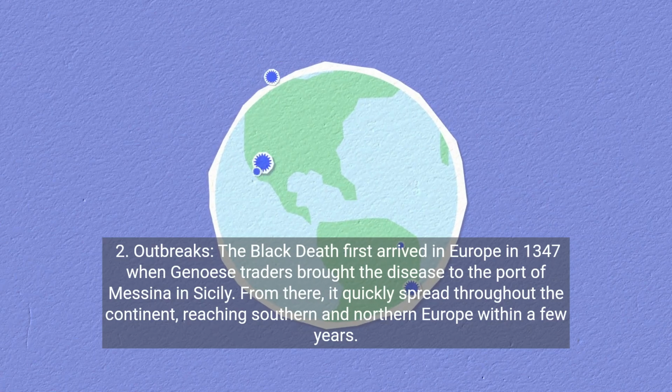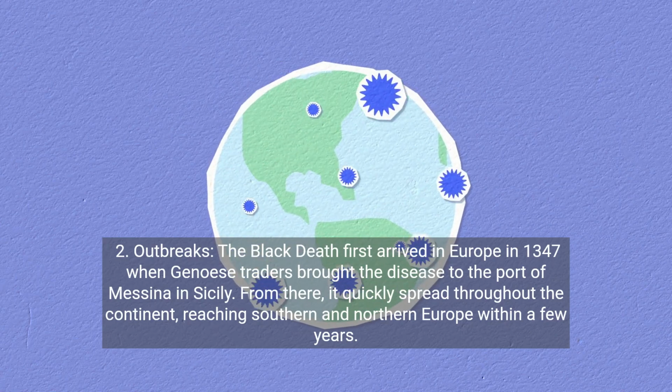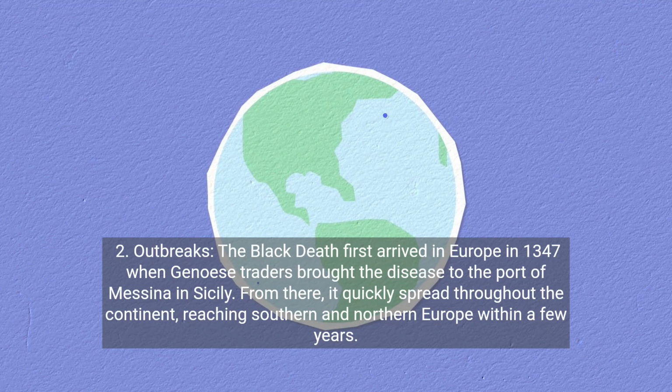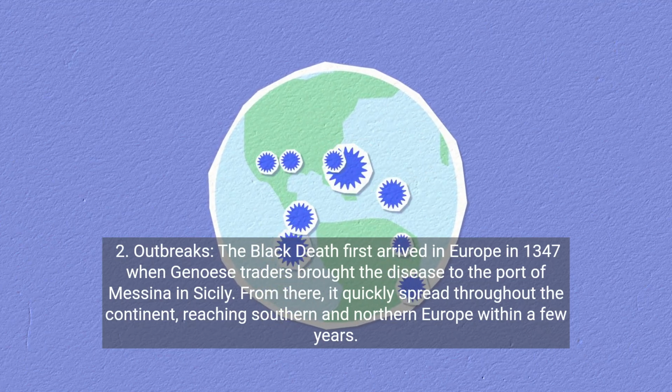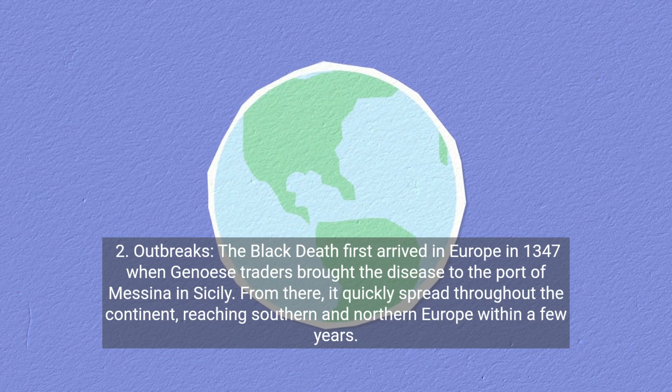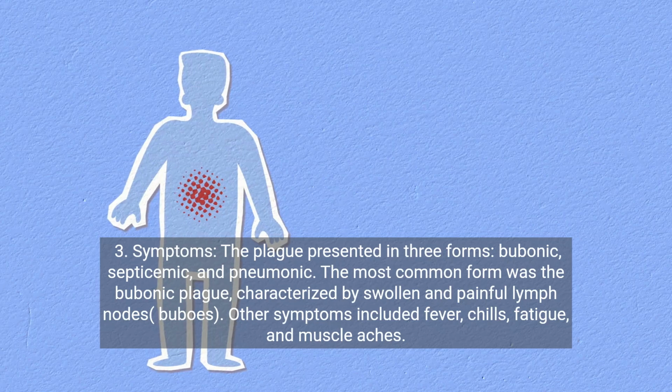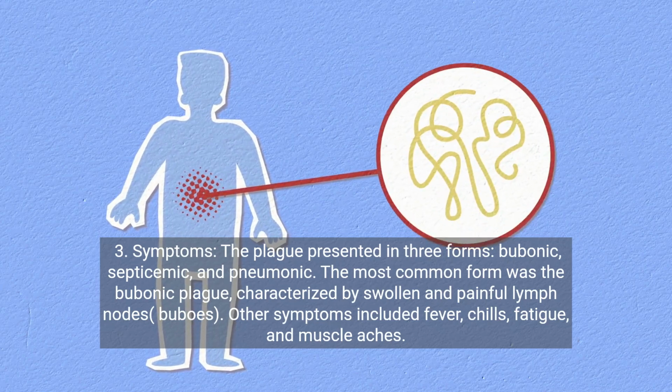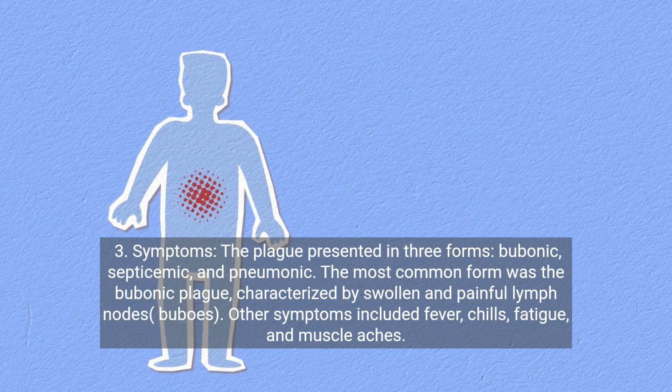2. Outbreaks. The Black Death first arrived in Europe in 1347 when Genoese traders brought the disease to the port of Messina in Sicily. From there, it quickly spread throughout the continent, reaching southern and northern Europe within a few years. 3. Symptoms. The plague presented in three forms: bubonic, septicemic, and pneumonic.